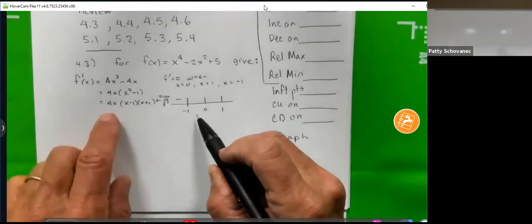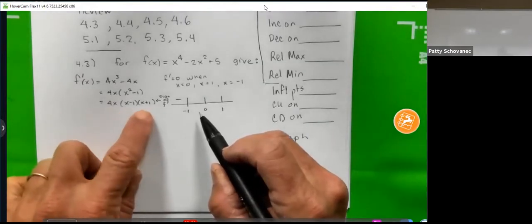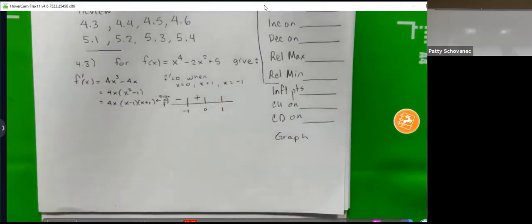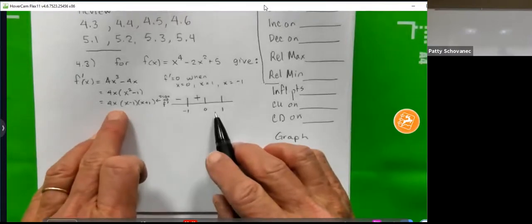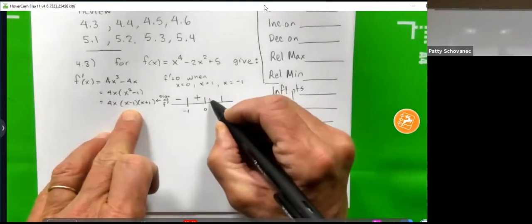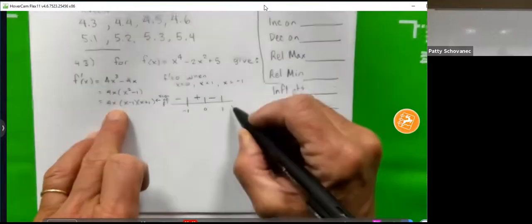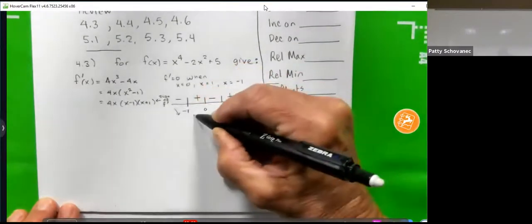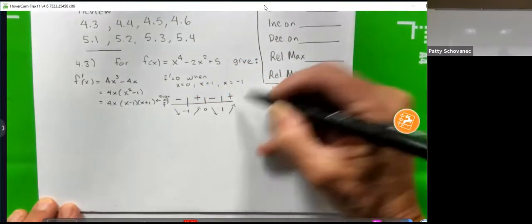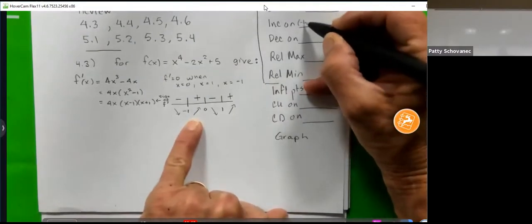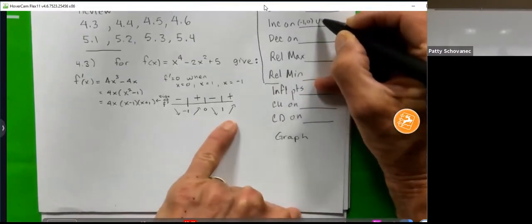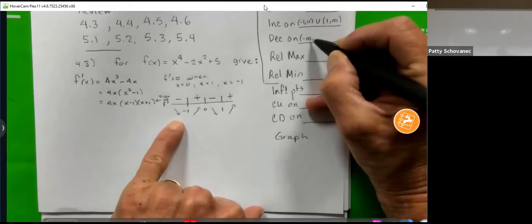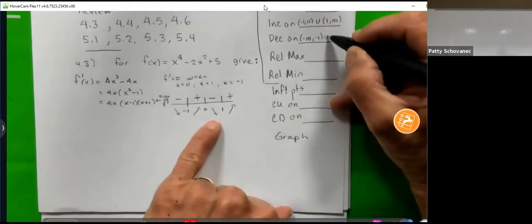If I plug in a negative 1/2, the first and second factors are negative, but the third one is positive. So I have an even number of negative factors. If I put in a positive 1/2, only the middle factor is negative, which makes the product negative. And a 2 for x makes everything positive. So the graph will drop, rise, drop, rise. So it increases on the interval from negative 1 to 0, and then again from 1 to infinity. It decreases to the left of negative 1, and then again between 0 and 1.